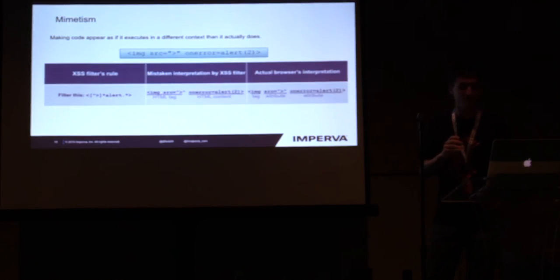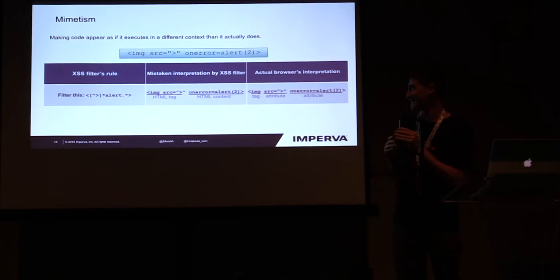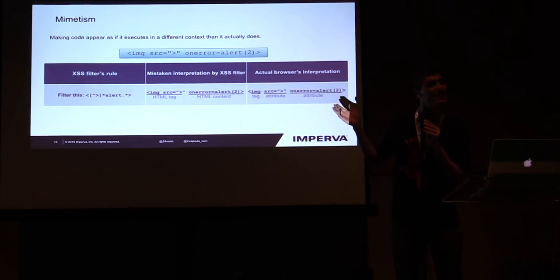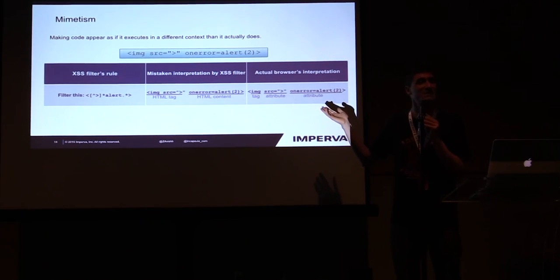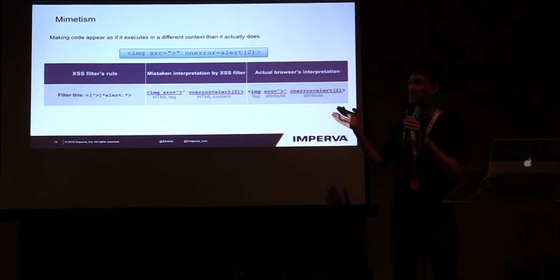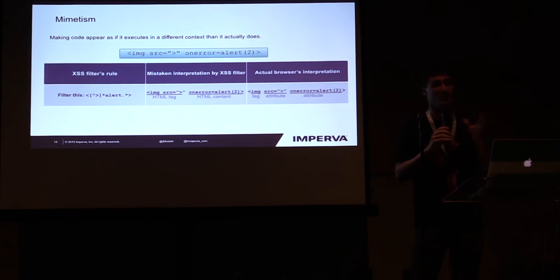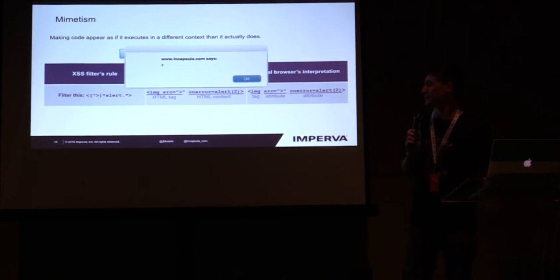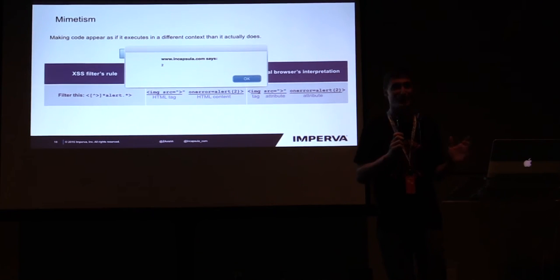But actually, the real interpretation is that this src equals angular brackets inside double quotes is just nothing. It's just a wrong image name that would raise some error, and the error would be caught by this event handler here, onerror, and this would pop an alert. Too bad. Filters have to think out of the box and not only inside the box.